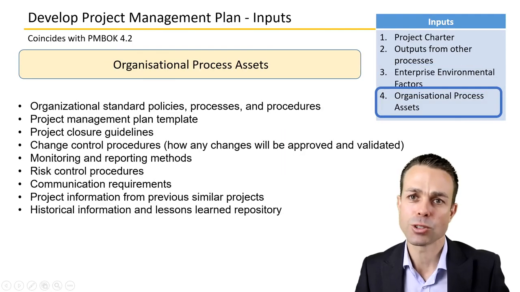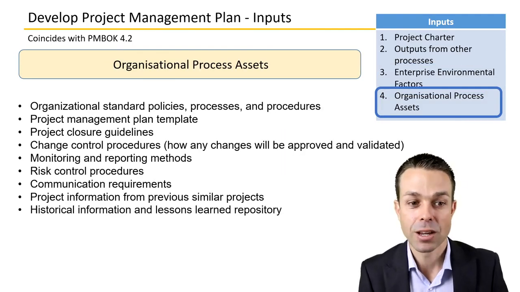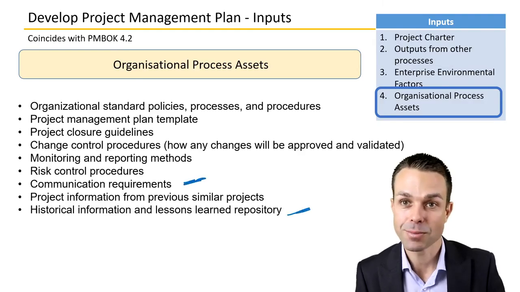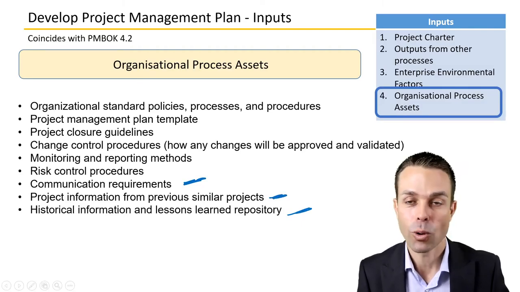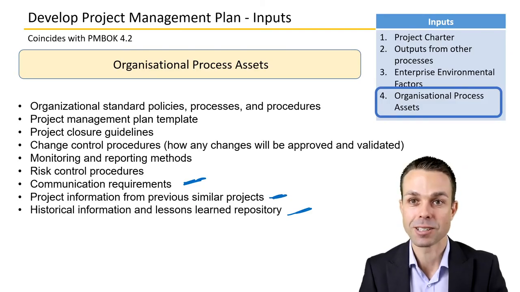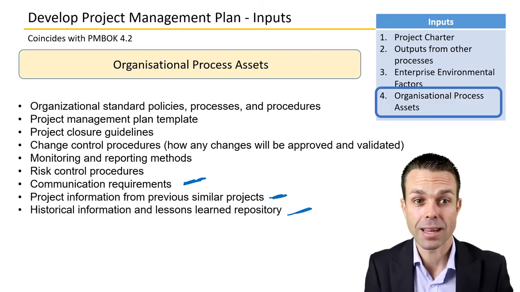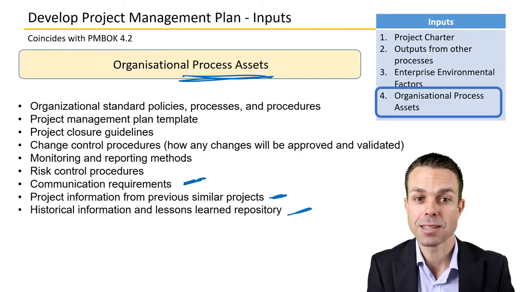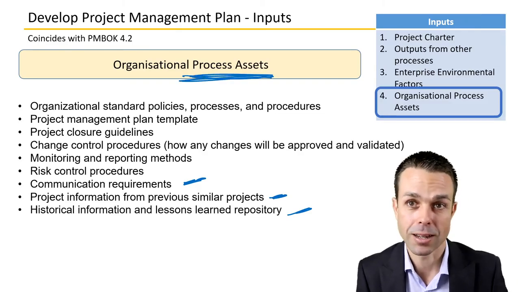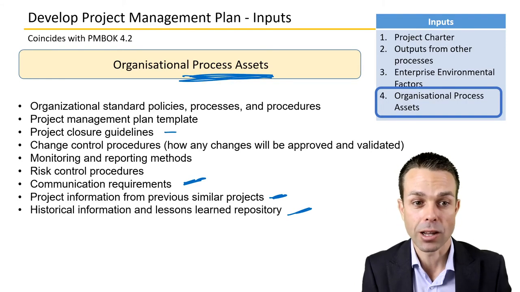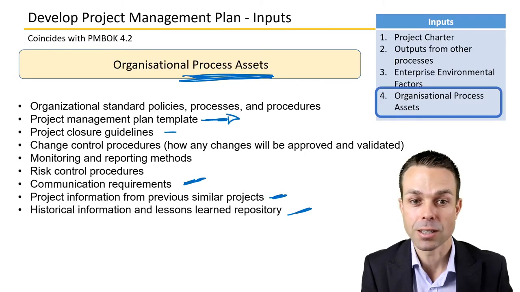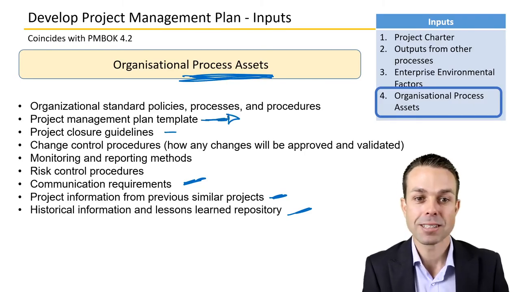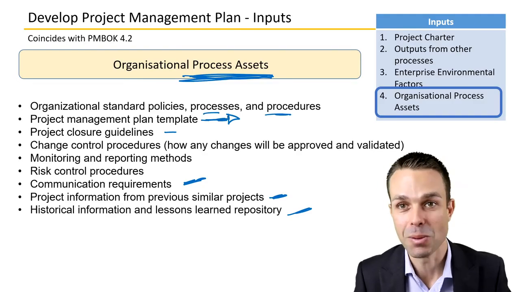And of course, organizational process assets, so templates, risk procedures, communication requirements, historical information and the lessons learned repository, the project information from previous similar projects. All of these things will exist in the organization that you're delivering a project to. So gathering these process assets is a really nice thing, and it will help you to get the work done in a better way. Project closure guidelines. Maybe there's a project management plan template that exists in an organization. Sometimes there is, and that will help you a lot. What are the existing processes and procedures that you need to abide by?